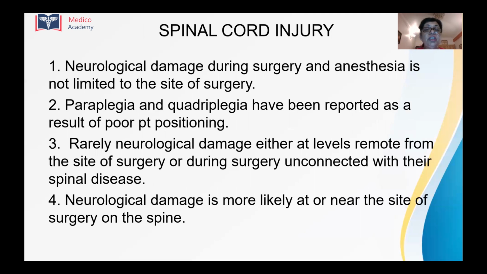Spinal cord injury. The neurological damage during surgery and anesthesia is not limited to the site of surgery. Paraplegia and quadriplegia have been reported as a result of poor patient positioning. Rarely, neurological damage may occur at levels remote from the site of surgery, or during surgery unconnected with their spinal disease. Neurological damage is more likely at or near the site of the surgery on the spine.